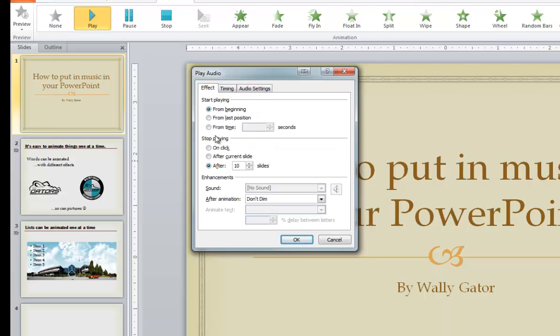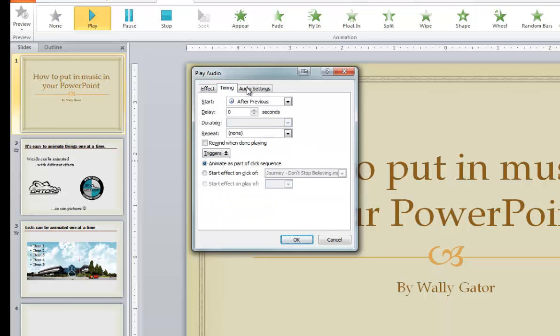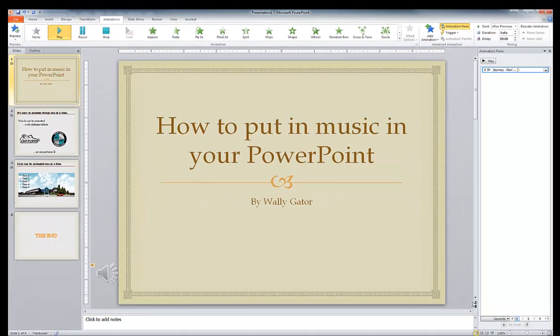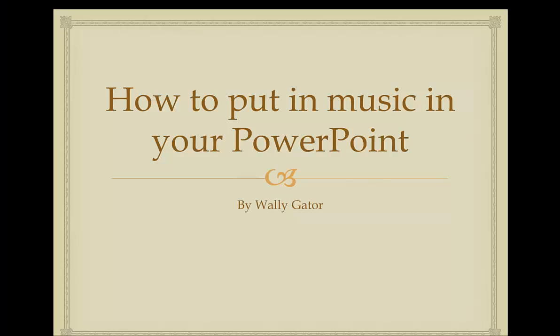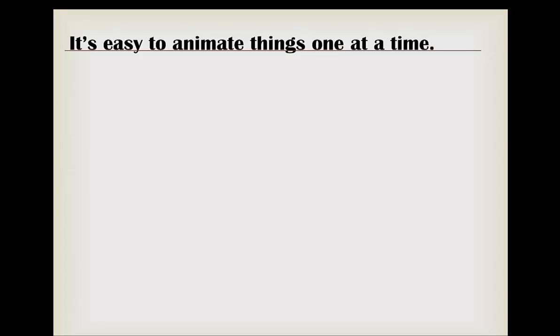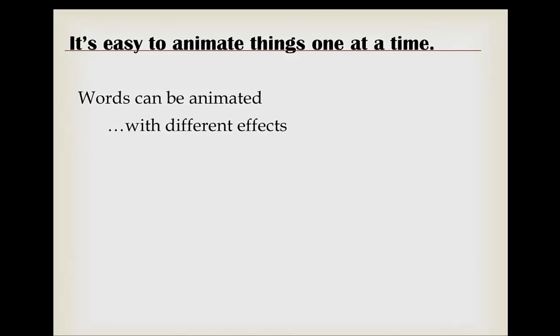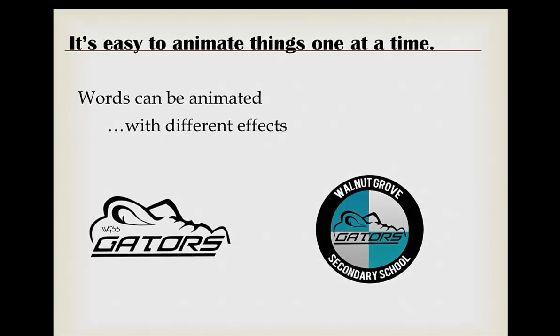So the big ones are start playing from the beginning, stop playing after a number that's bigger than your total slideshow, and under timing, change it to start after previous, and then make sure the triggers have animate as part of a click sequence. Now when I click OK, let's test this out. I got my music playing. I should be able to advance my slide now. And it'll take me through all of my previous settings for animation, and I've got the music going throughout.